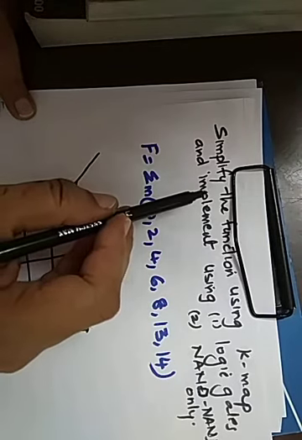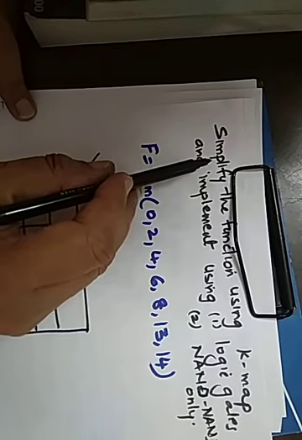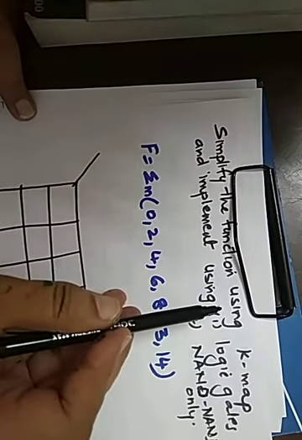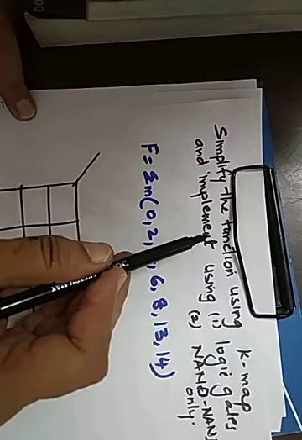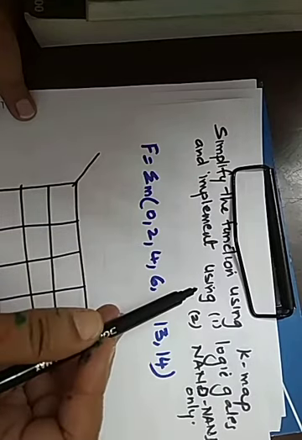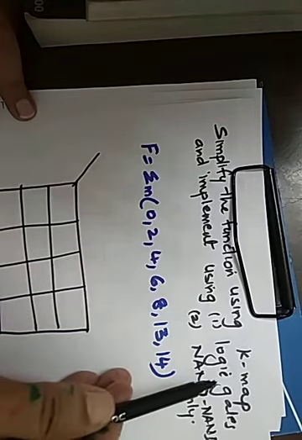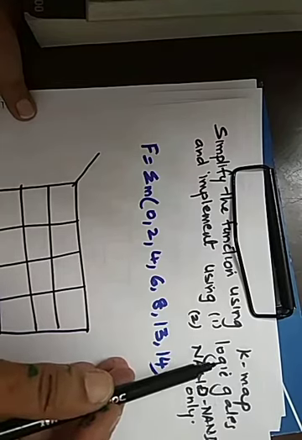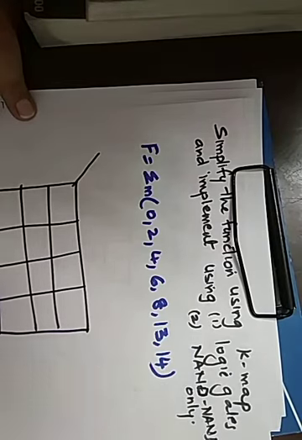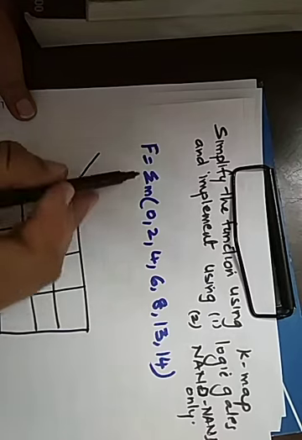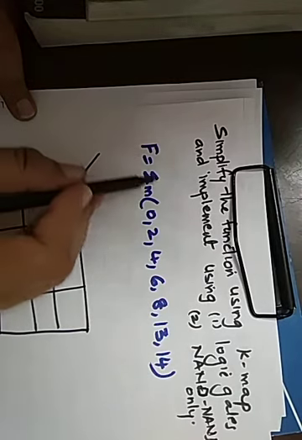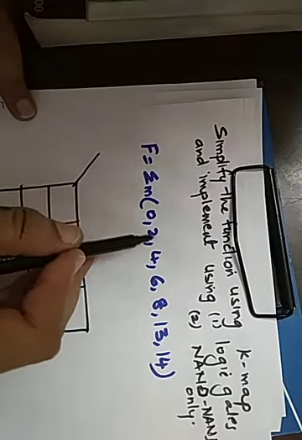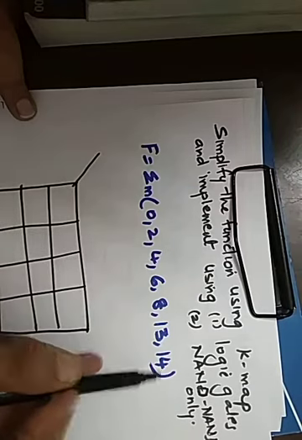We will now see an example of how to simplify a given function using K-map and then implement the simplified function using the two combinations, any logic gate or by NAND only. The given function is f equal to sigma m 0, 2, 4, 6, 8, 13, 14.